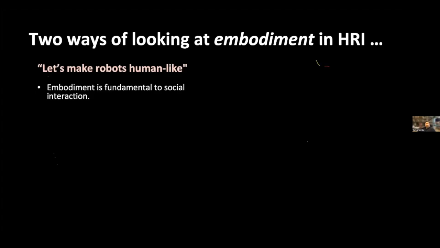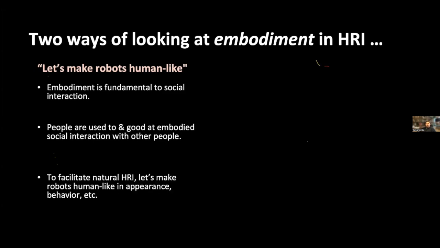So the starting point here is that embodiment is fundamental to social interaction. And people are used to, and they're good at embodied social interaction with other people. So to facilitate natural human-robot interaction, you could argue that, yeah, let's make robots more human-like in appearance, in behavior, and so on. On the other hand, you could argue almost the opposite.